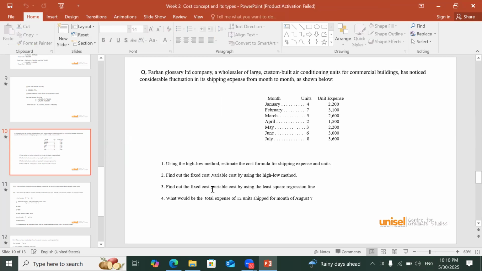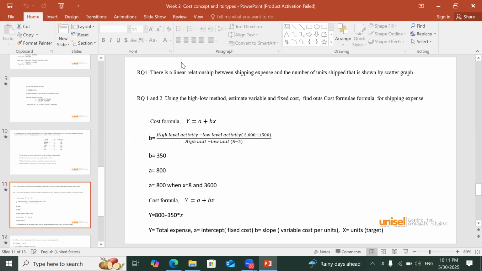Requirement 3: find out the fixed cost and variable cost by using the least squares regression line. Requirement 4: what would be the total expense for 12 units shipped in the month of August? If in August you have 12 units, how much will the total expense be? These are the four requirements. This math is very easy. I think when you practice, you will get it easily.